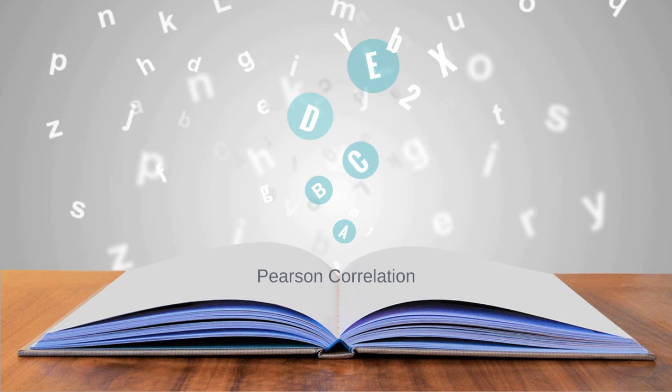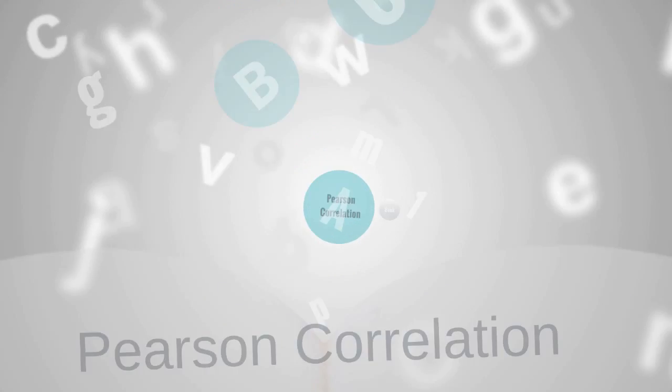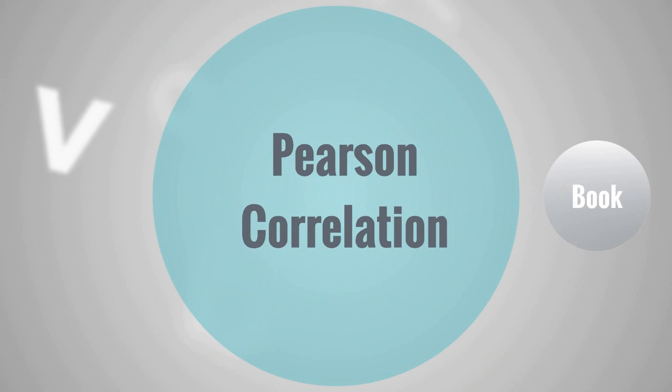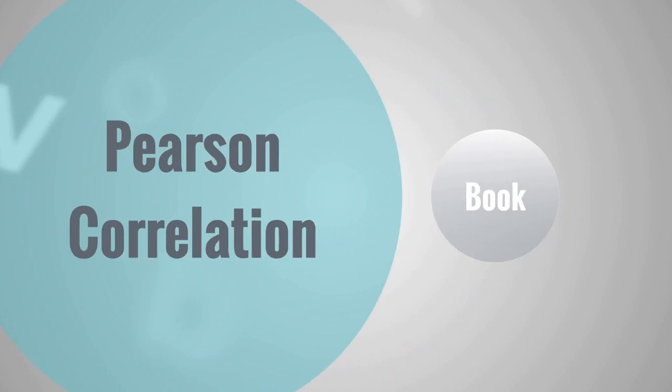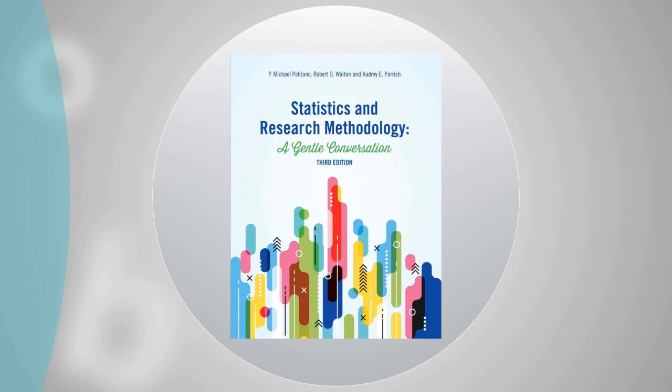In this video, we'll be taking a more in-depth look at Pearson correlation. Pearson correlation is the most common of the correlation methods. You can find information in our book on Pearson correlation on pages 206 to 208. If you do not have the book, just continue with the video to find out all you need to know about Pearson correlation.